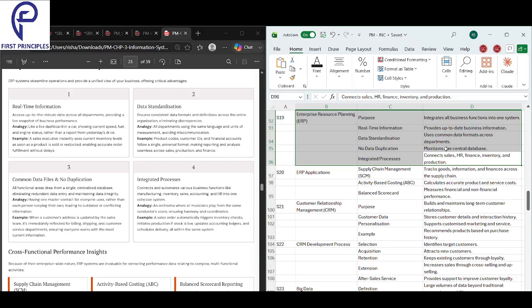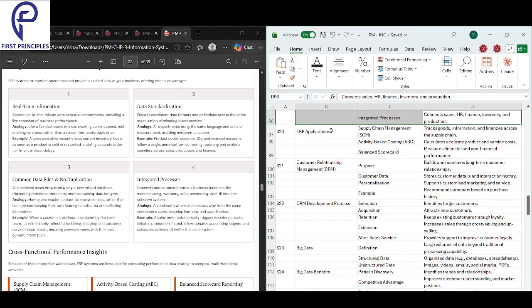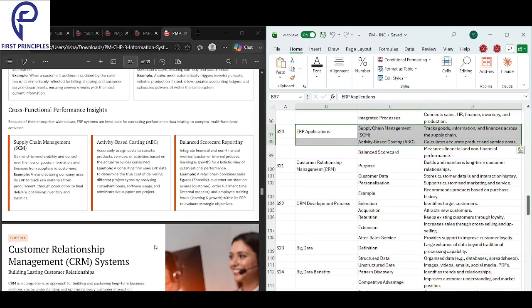Everything else is pretty straightforward, guys. Data standardization, no duplication, integrated processes. That is about ERP. Now, what are the applications of ERP? Where exactly is it used? Let's look into some of the applications.